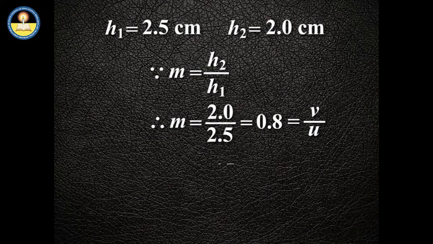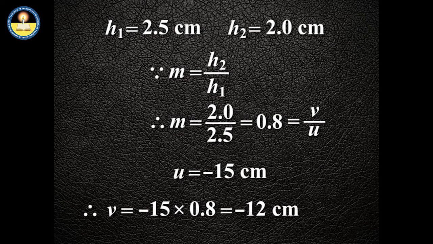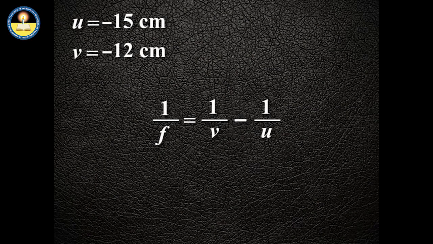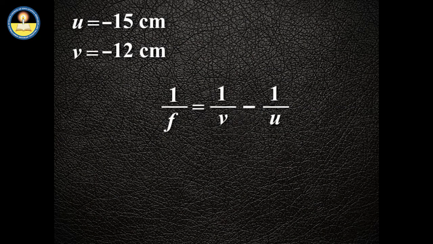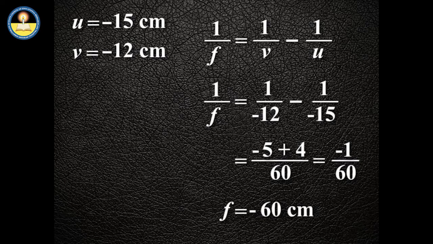This ratio is also equal to the ratio of the image distance and the object distance. Knowing the value of the object distance, the image distance comes out to be minus 12 centimeters. Now, using the lens formula, the focal length can be obtained as minus 60 centimeters. Here the negative sign shows that it is a concave lens.